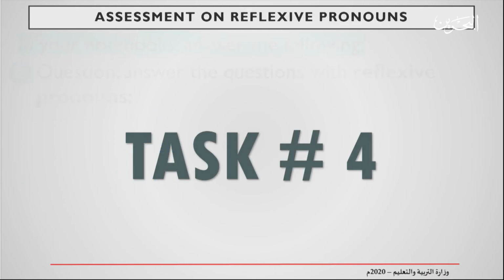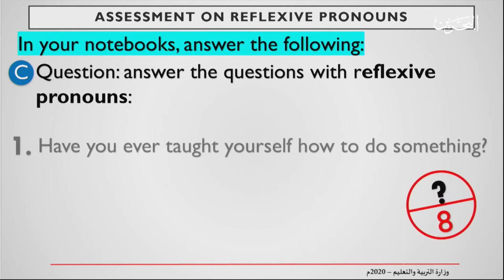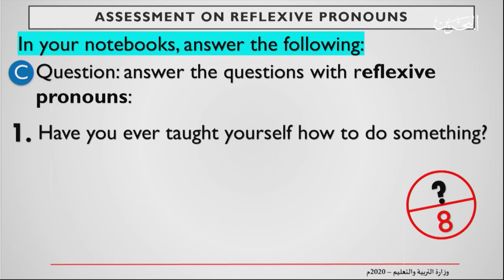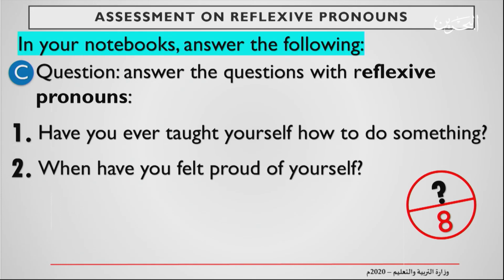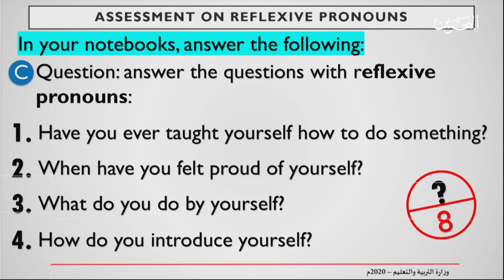All right, task number 4. In your notebooks, answer the following. C, question. Answer the questions with reflective pronouns. And you have a mark of 8. The first one, have you ever taught yourself how to do something? Second one, when have you felt proud of yourself? Third one, what do you do by yourself? How do you introduce yourself? Now you have 3 minutes to answer these questions.